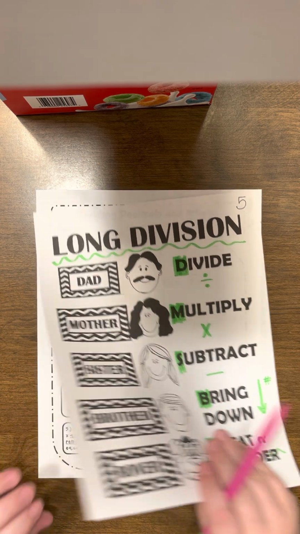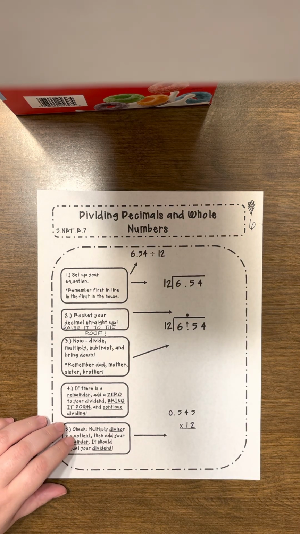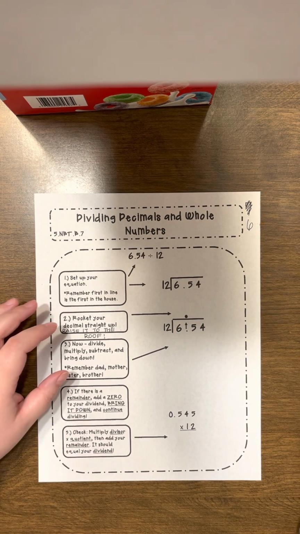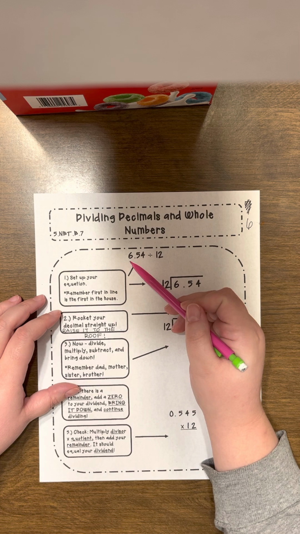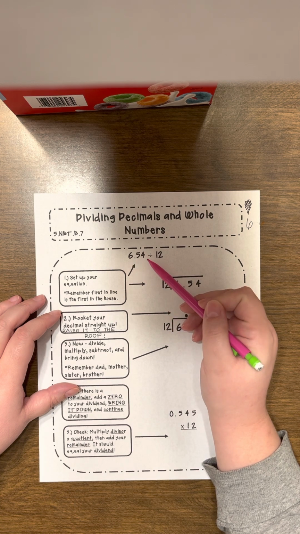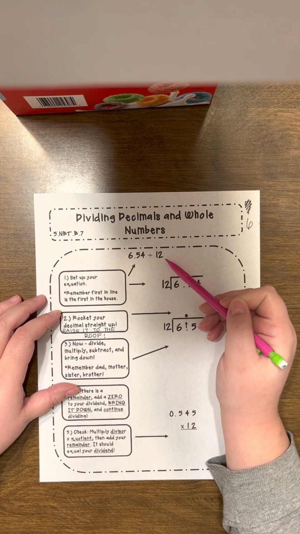All right, so we're going to turn the page and we're going to talk about what does that look like? What does long division look like when we are dividing decimals with a whole number? So here is our problem. We have 6.54 divided by 12.